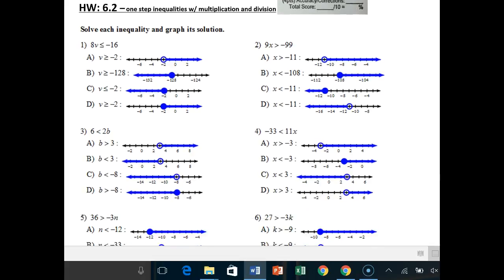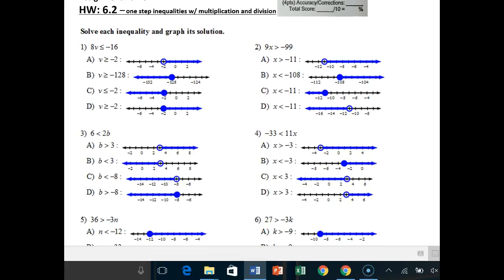So for number one, it's all nothing but division. Solve the inequality and graph its solution. First of all, do I need to rewrite? No. So I just go ahead and divide, and since I'm not dividing by a negative, I don't have to flip my inequality sign, even though my answer is negative. So I'm looking for a closed graph pointed left at -2.